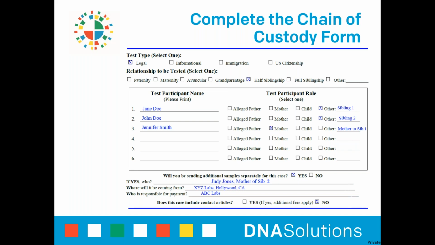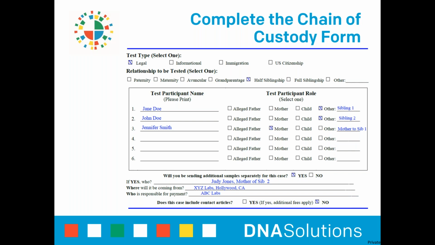Each test participant's name should be clearly printed as well as the role they have in the case. The role marked on the chain of custody form should match the role on the participant sample envelope. You can see here we used a half-siblingship as an example. When including additional parties in a test for conclusive results, such as parents, grandparents, or other relatives, please be sure to indicate exactly how they are related to the individual being tested.